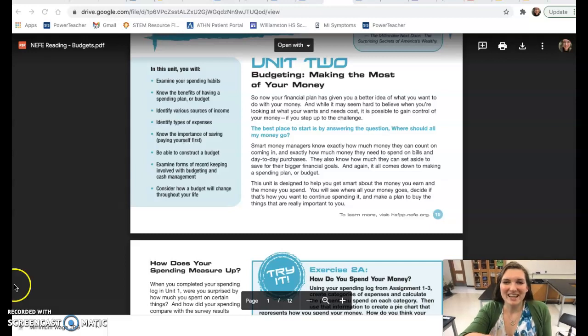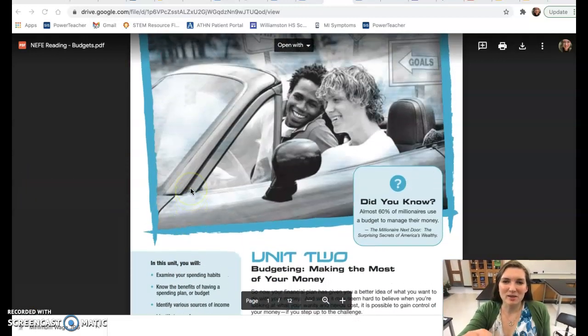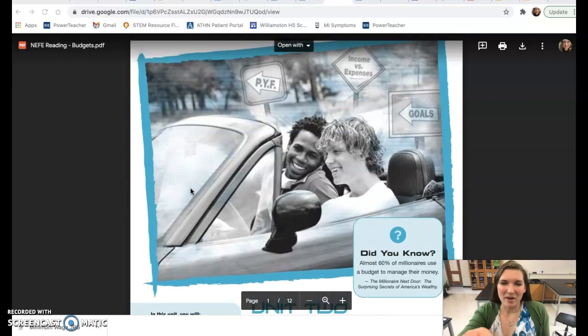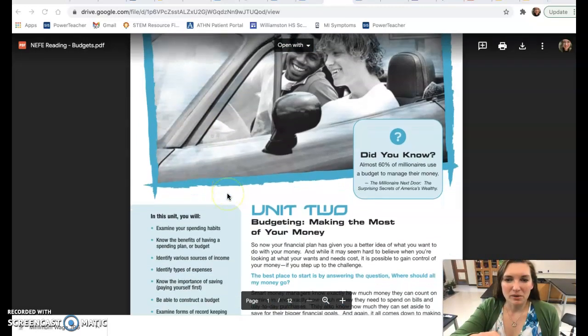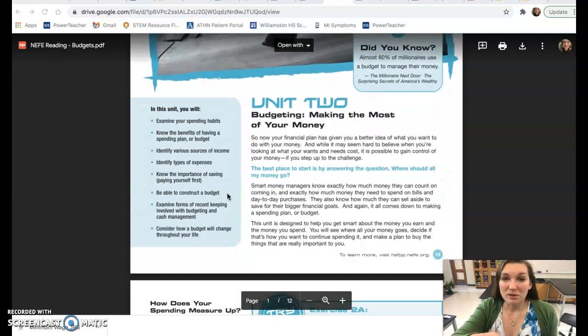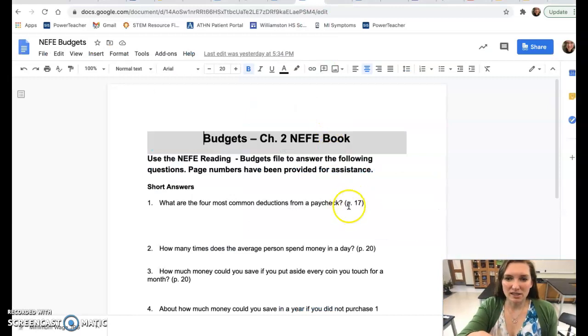Hey, Personal Finance. So I'm going to walk you through how to do this NEFE Budgets assignment here. This one and the other one for this week can seem a little bit intimidating because there's a lot of reading for it, but I'm going to teach you some smart reading strategies that you can use to get this done easily. Okay, so I know that the first answer to the first question is on page 17.